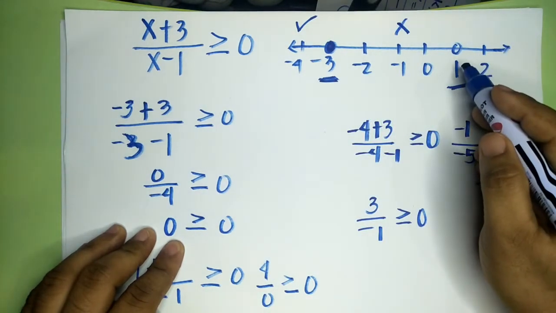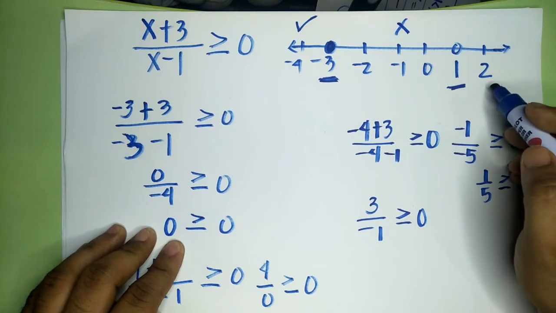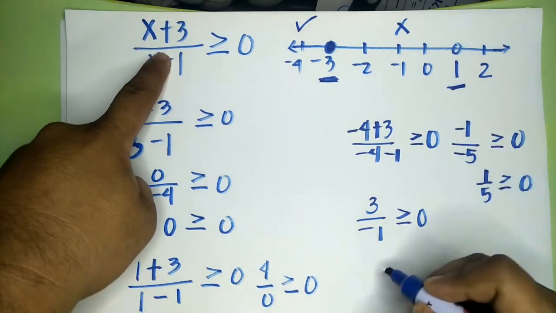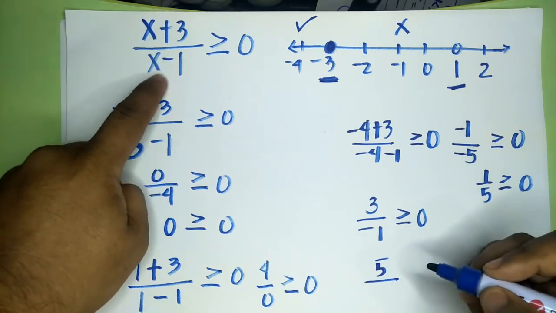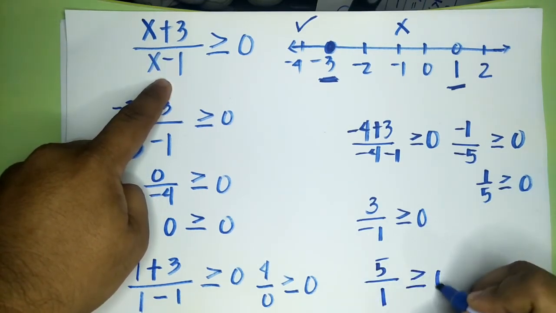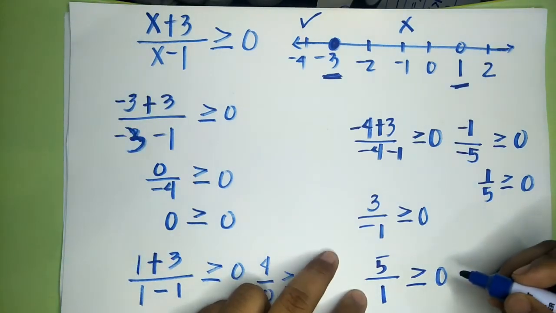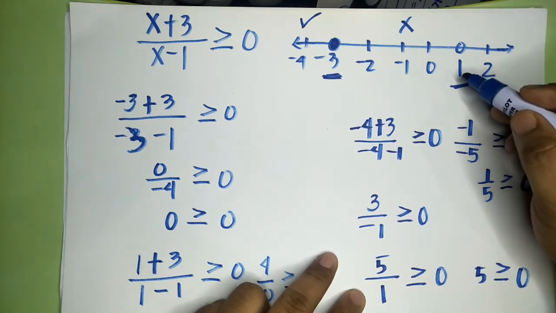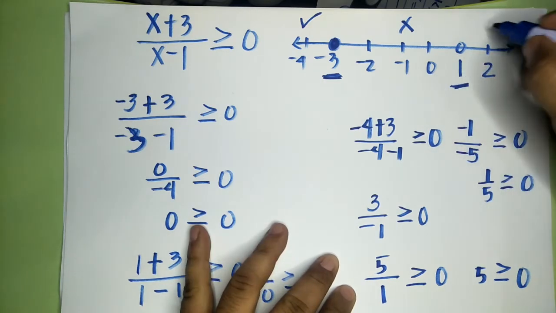How about yung nasa kanan ni positive 1? Test natin yung 2. So, 2 plus 3, that is 5 over 2 minus 1, that is 1. Greater than or equal to 0. So, 5 divided by 1, that is equal to 5 is greater than or equal to 0. So, 5 is greater than 0. So, ibig sabihin, lahat ng nasa kanan ni 1 ay included sa ating solution.